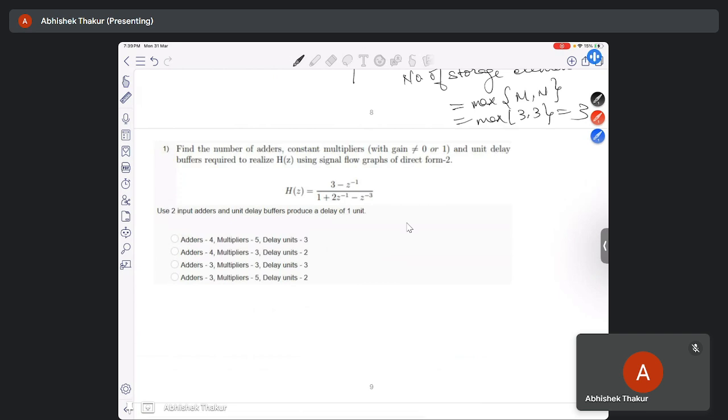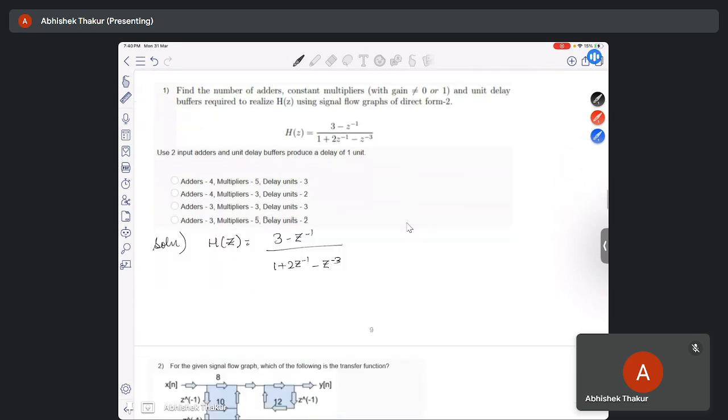The question is to find the number of adders, constant multipliers with gain not 0 or 1, and unit delay buffers required to realize H of z using the signal flow graph of direct form 2. So in this question, direct form 2 is given. So our H of z is equal to 3 minus z inverse divided by 1 plus 2 z inverse minus z to the power of minus 3. Okay, so first we will realize the pole part.